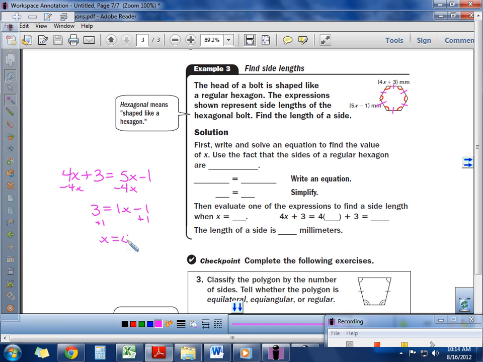And x is 4. Does that answer the question, though? Find the length of a side. Substitute that value into the equation. So I can just pick out one of these to plug it into. I'll pick the first one. So 4 times x, which is 4, and then plus 3. 4 times 4 is 16. 16 plus 3 is 19. And since it gave units, we need to put units on our answer. And circle our final answer. Good.